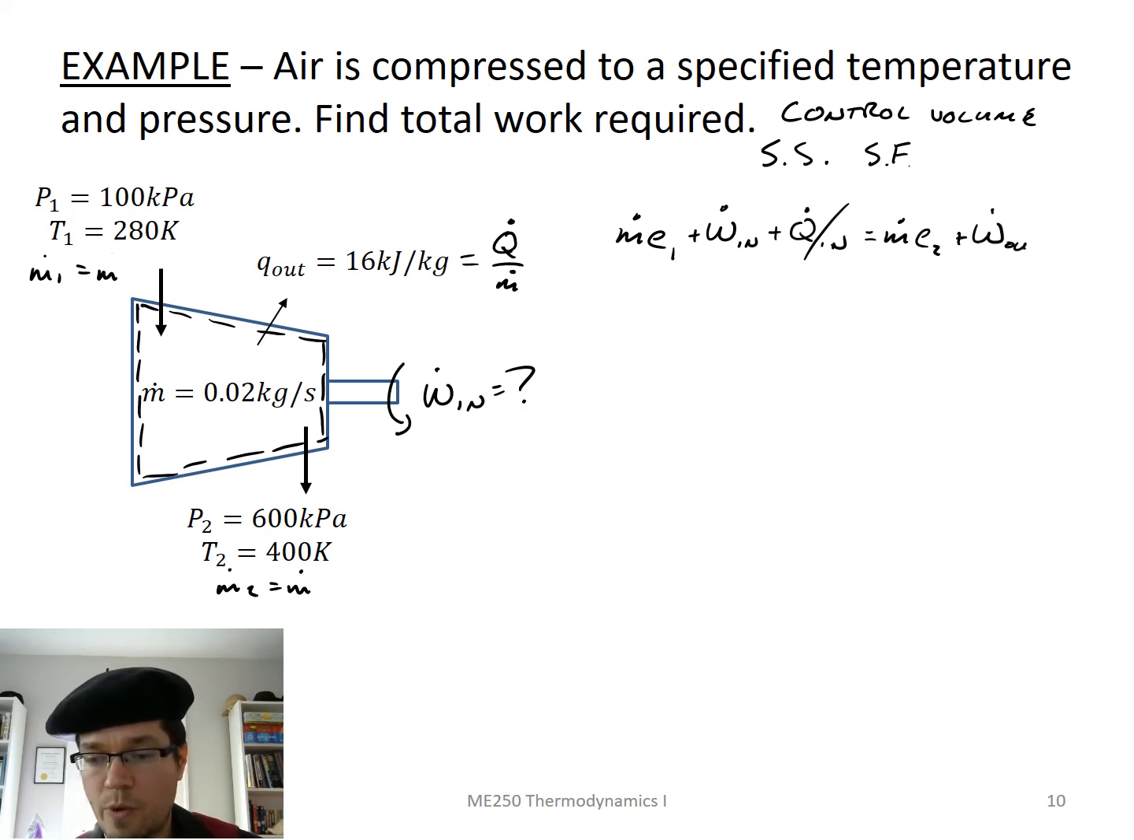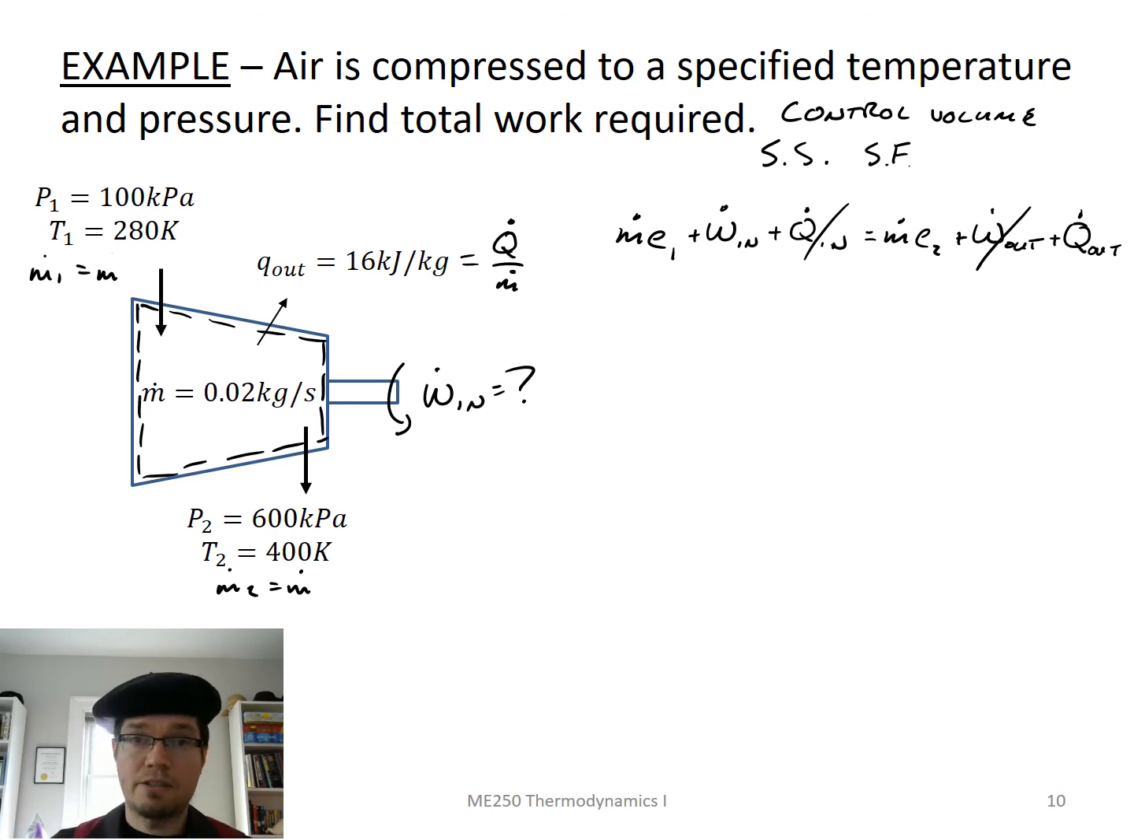We could consider whether we have a W dot out. We don't, because there's nothing extracting energy from this flow. Quite the opposite, we're putting it in. But there is certainly a Q dot out, because the system is hot, and as a result, it is losing energy to the environment.